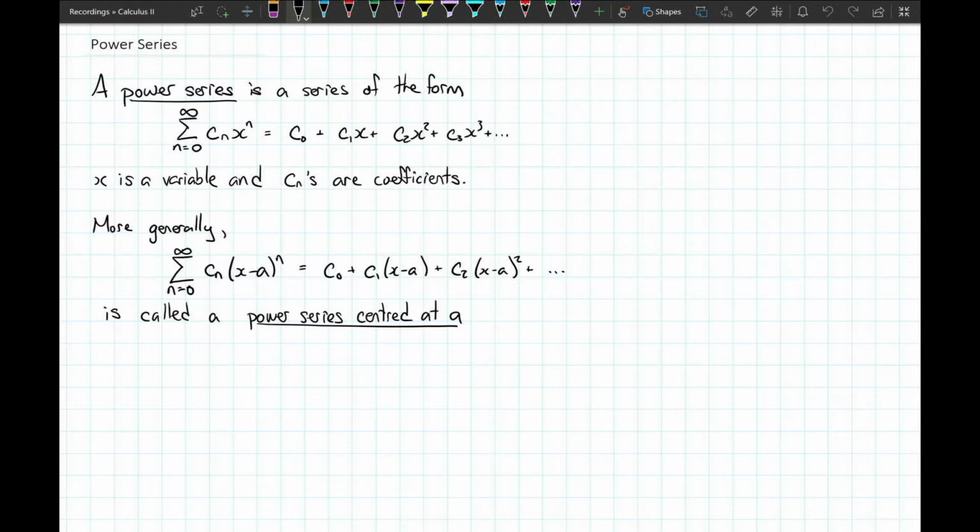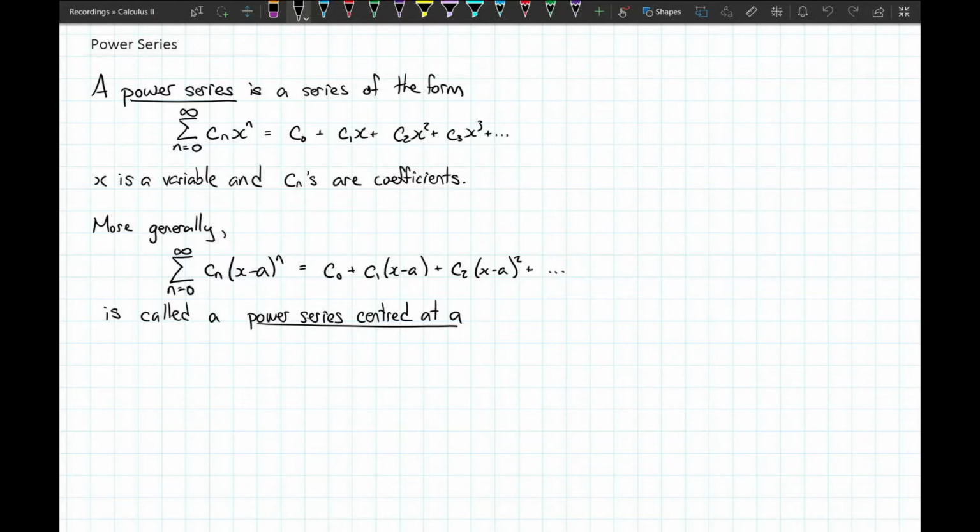Now, it doesn't necessarily have to start at n equals 0, and we don't necessarily have to have x to the power n. We could actually shift this power series. If we were to write x minus a to the power n, then we would say that that is a power series centered at a. And a standard power series, x to the n, would be centered at 0.